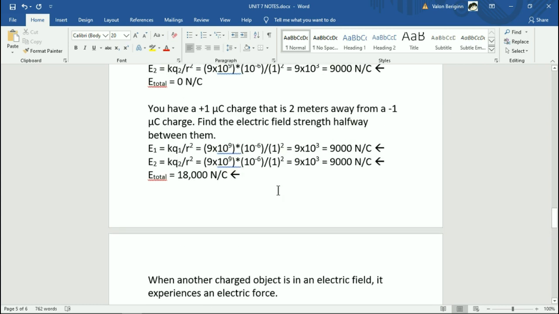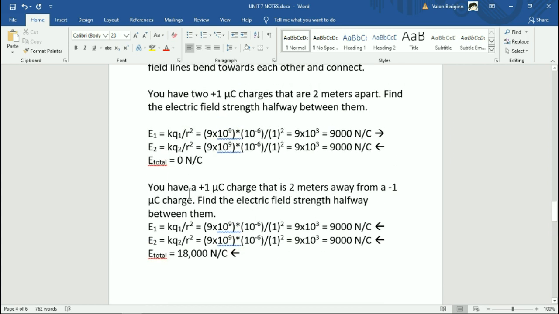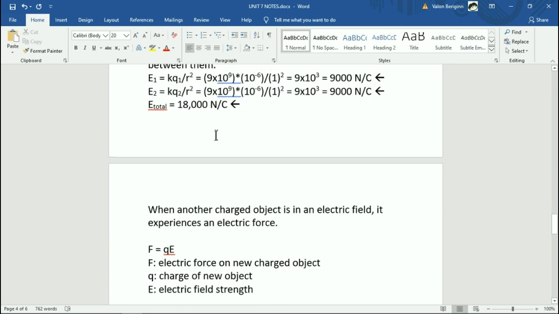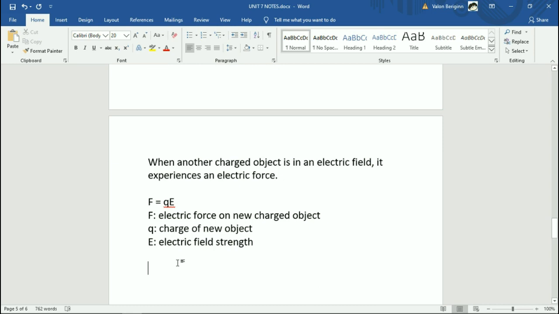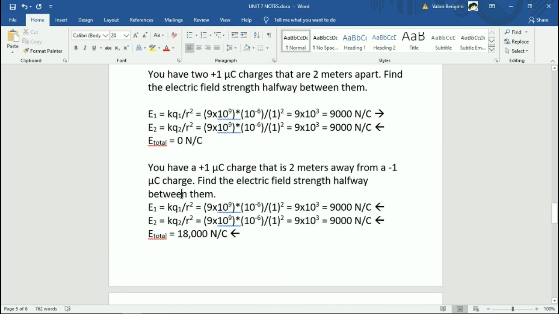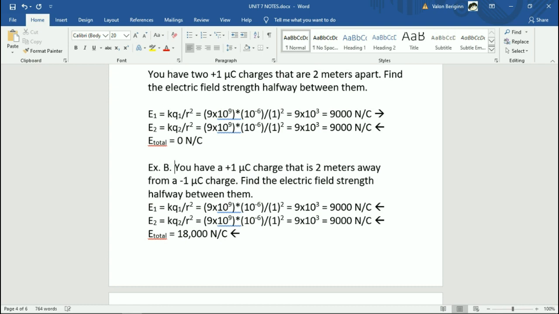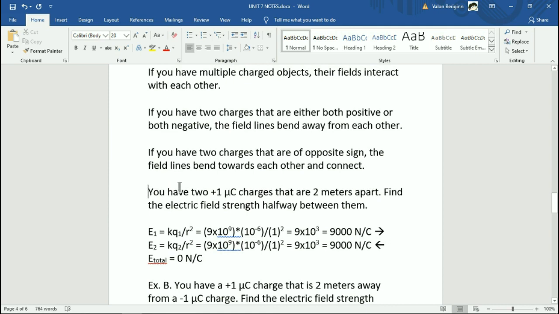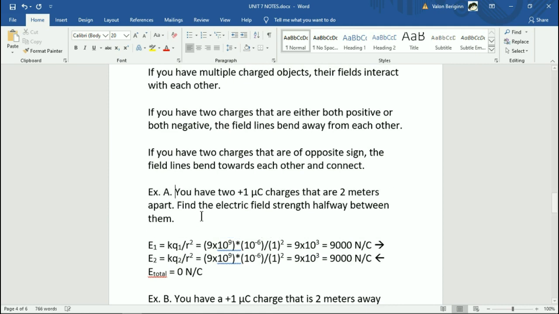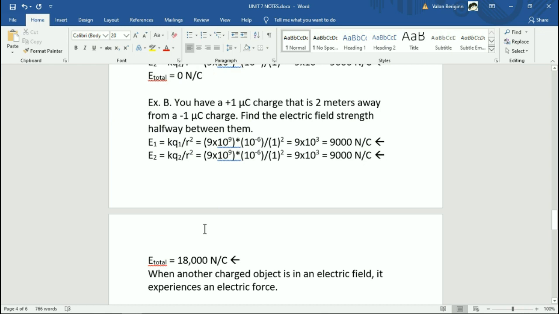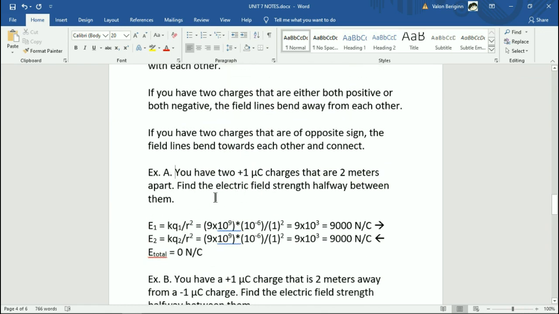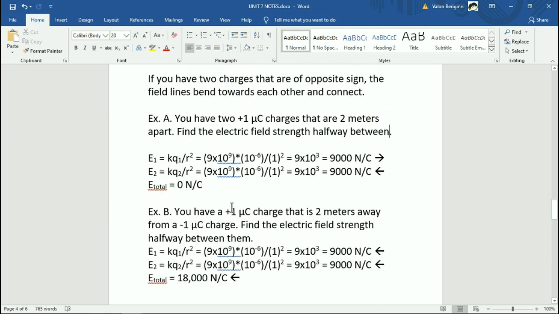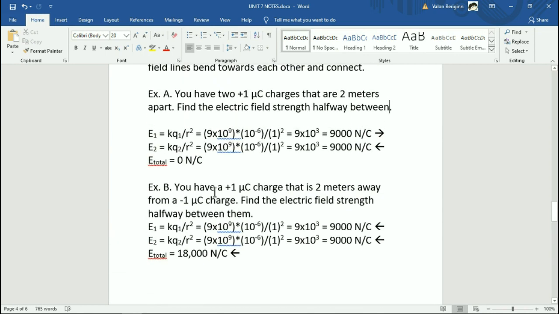Let's go back to this example. Let's say we found the field strength between them. So from this question, I'll label this example B, and this was example A. Okay, so here's the example.